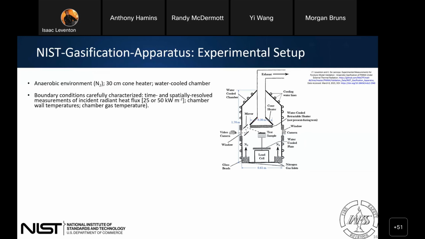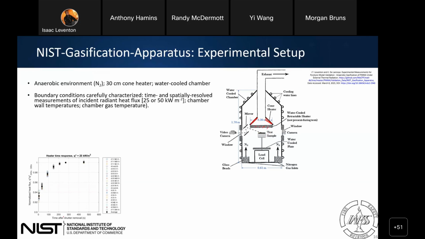As you'll see, there's roughly a 30 centimeter diameter cone heater that will heat up your test sample. And once you load your sample and you purge the system of nitrogen, there's a water-cooled shutter that sits in place there, but once everything's ready to go for the test, we remove that shutter and expose our sample. What the sample will then see is a heater time response as we have here on the left. So on the x-axis, we've got our time after shutter removal. On the y, we have the normalized heat response, in this case at 25 kilowatts per meter squared. And we see all across the different surfaces of the sample pretty much the same time response to that heater.